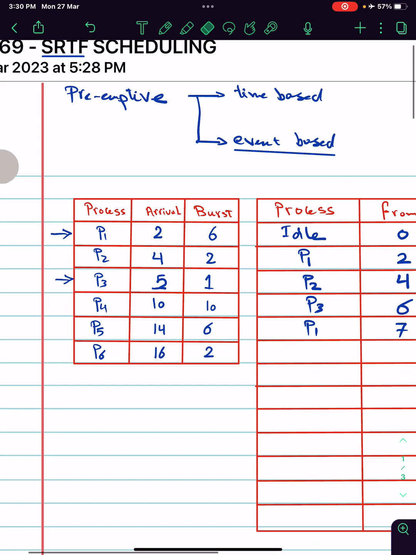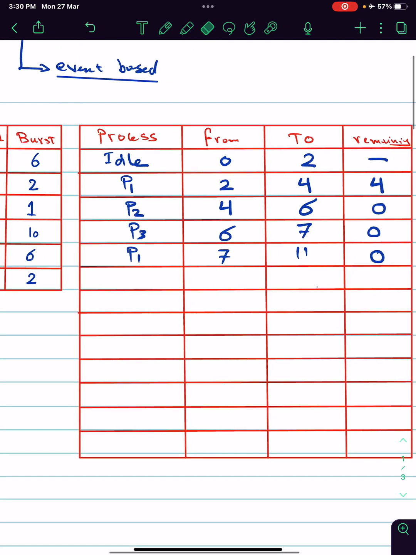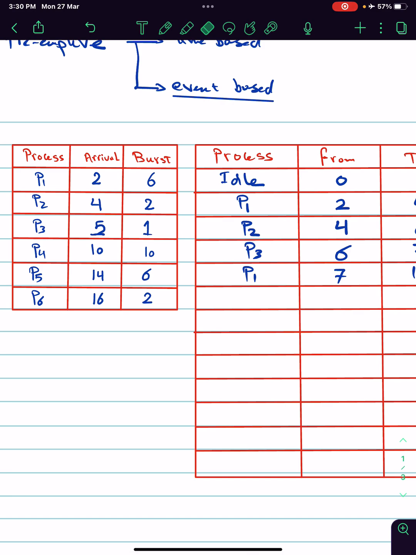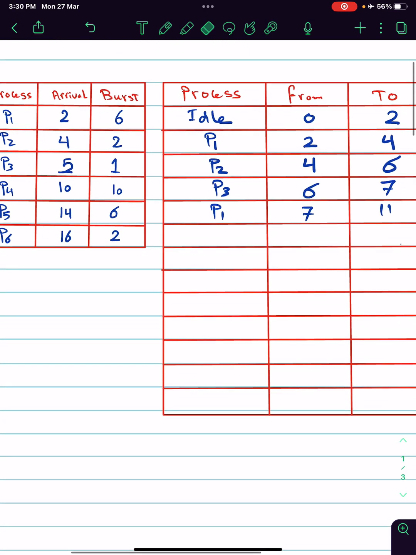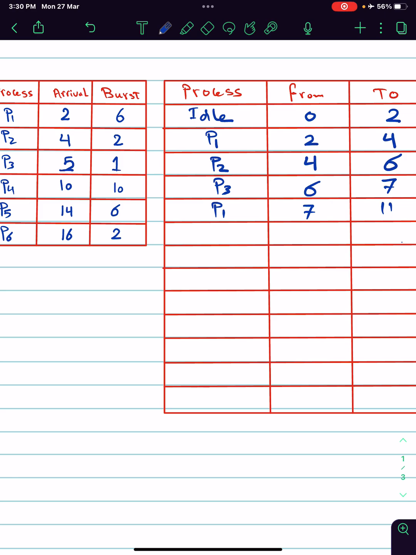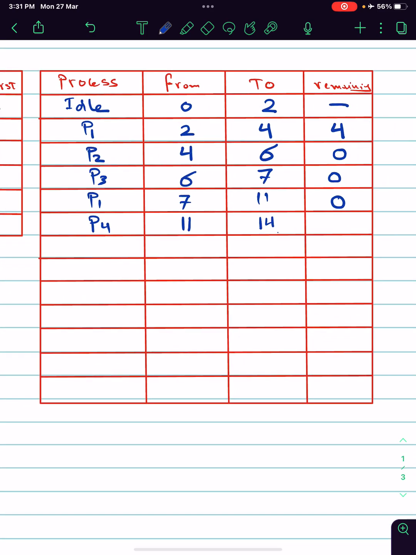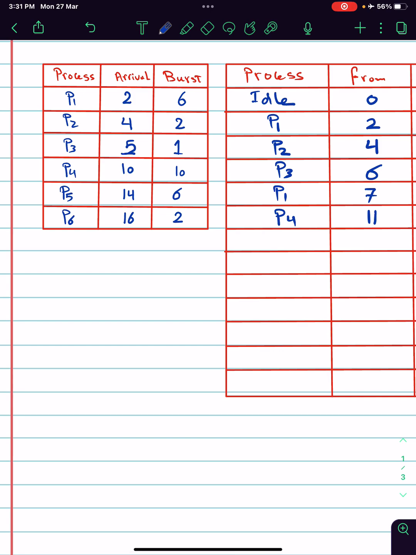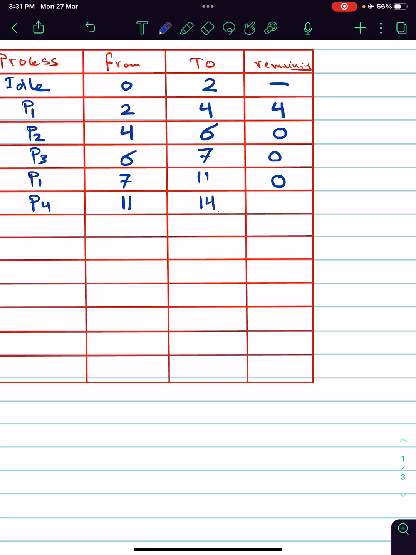Now let's see what happens at time 11. At time 11, P1, P2, and P3 are done. We have P4 that arrived at time 10, and at time 11, it's the only process in the system. So P4 will start executing at time 11, and it's going to be working all the way until 14, and it will stop. The burst of P4 is 10, yes, but at time 14, the remaining will be 7. Why? It started at 11, so from 11 to 12 you consumed 1, 12 to 13 you consumed 1, 13 to 14 you consumed 1, so you consumed 3 out of 10. The remaining time is 7.